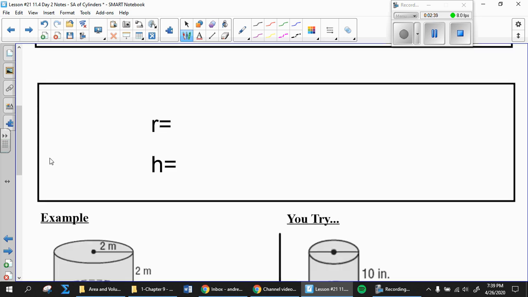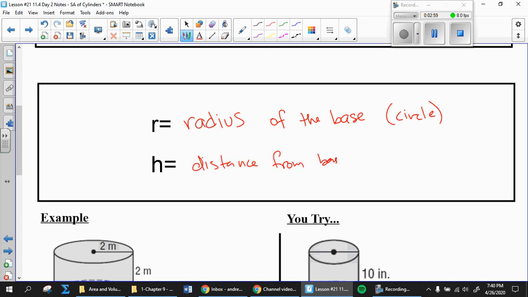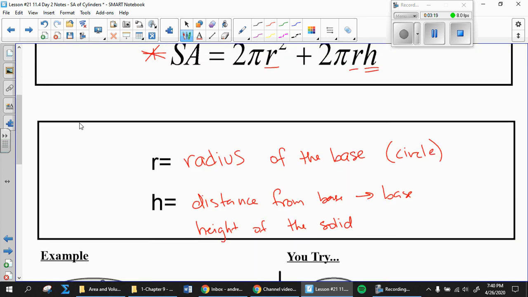So r is still going to be our radius of the base, which is always a circle. And then h is still going to be the distance from base to base, which is the height of our solid. Super straightforward. We're just finding these two variables, plugging into our formula, and then typing into our calculator.